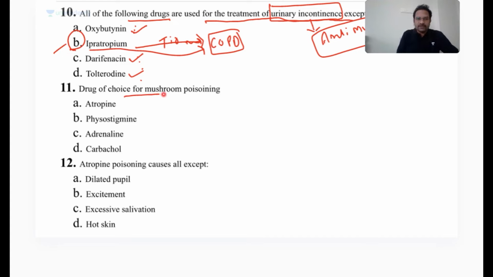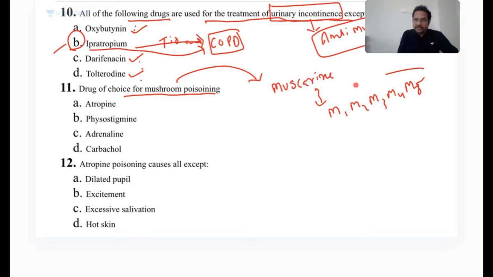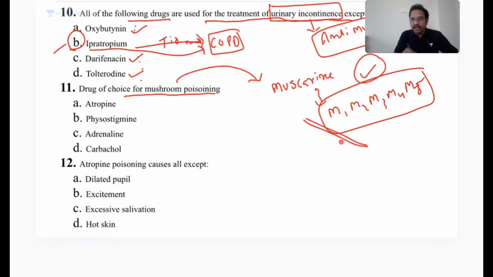Now the next one. Drug of choice for mushroom poisoning. Now understand this one. Mushroom contains chemicals like muscimol and muscarine. These have direct actions on muscarinic receptors, M1, M2, M3, M4, M5, all of them. So it shows the highest cholinergic actions. So in mushroom poisoning, you will see all muscarinic actions. So this can be blocked by a cholinolytic agent. The cholinolytic agent is atropine.